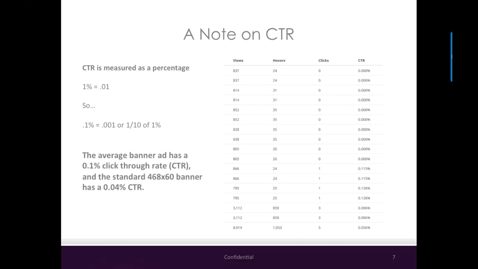The standard 468 by 60 banner ad is probably one of the worst converting ads on the site that we have, and that's going to be 0.04%, so even less than that. So when you see these seemingly small click-through rates, don't panic. It's normal. It's the industry average. If you're doing anything over the 0.1%, you're doing fantastic. Keep up the good work, and we'll talk about what can actually affect that in a few slides from now.